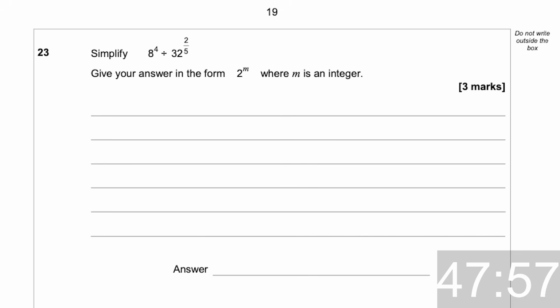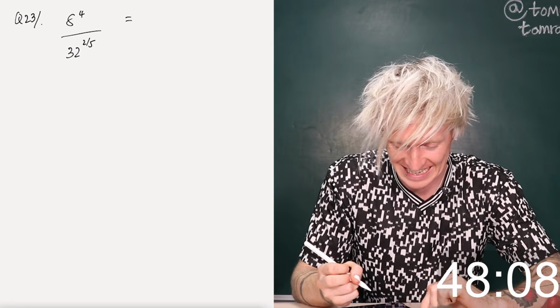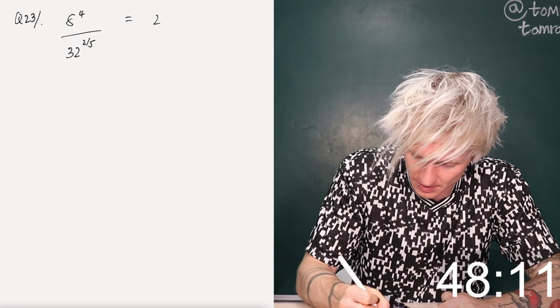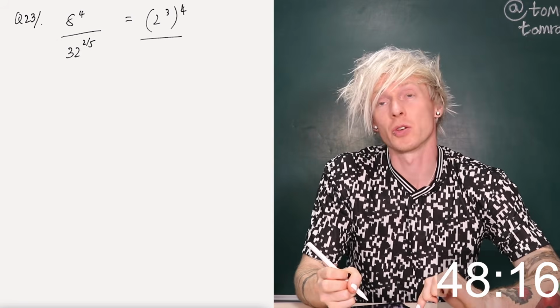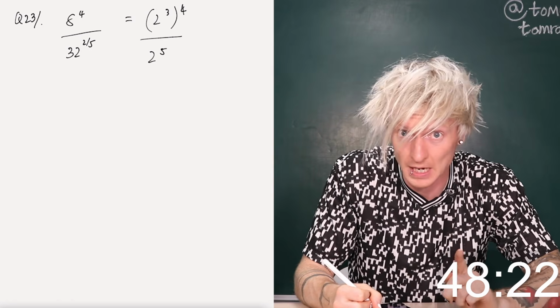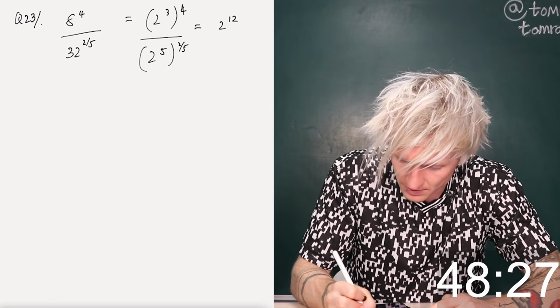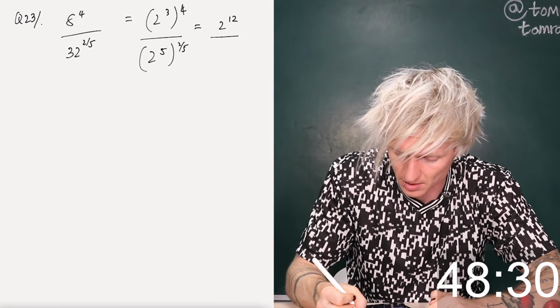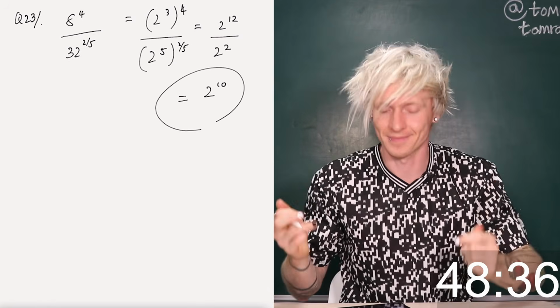Simplify 8 to the 4th divided by 32 to the 2/5. Sure thing. So, and he wants this in powers of 2. I was going to do that anyway. So that's 2 cubed to the power 4 divided by 32 is 2 to the 5. I think 2 cubed is 8. Yes, 2 to the 5 for 32 to the power of 2/5. So this whole thing is therefore 2 to the 12 over 2 squared, because you multiply the powers in the bracket. So that equals 2 to the 10. All right, 2 to the 10.